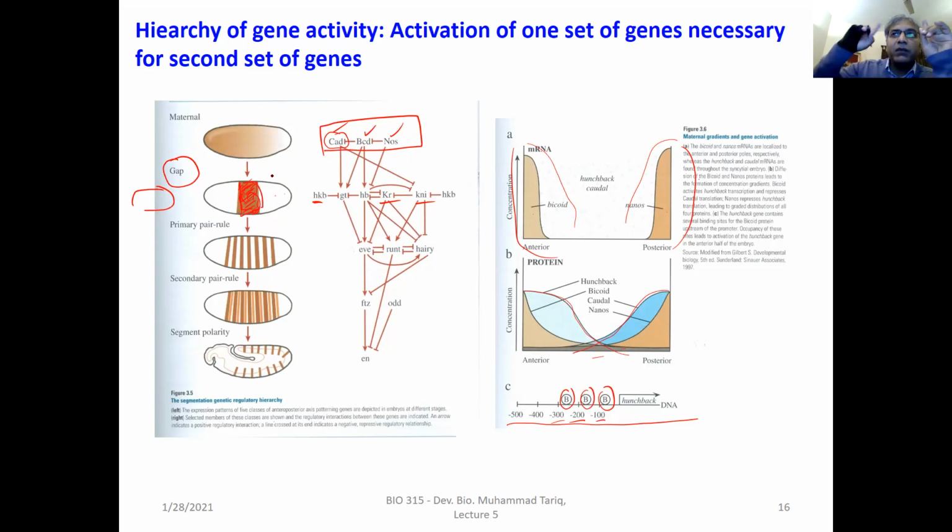Now, you have to think of this early embryo, forget about gap genes at the moment. If I lay down the embryo here like this, high concentration of bicoid, hunchback, nanos, caudal, etc. Now, think of having nuclei here.